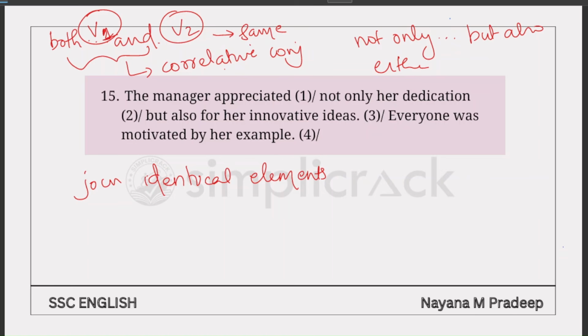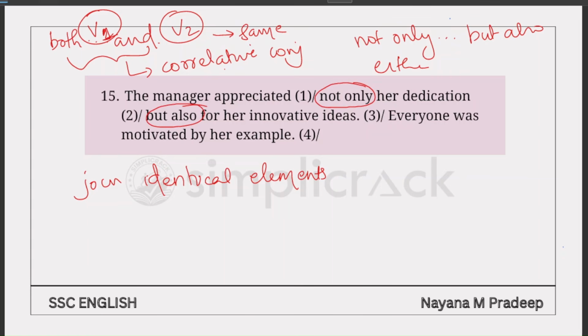If there is a noun phrase on one side, then there has to be a noun phrase on the other side. So the elements on either side of the correlative conjunction must be the same elements, or must be identical. Now, when you look in this sentence, you find another correlative conjunction, which is not only but also.